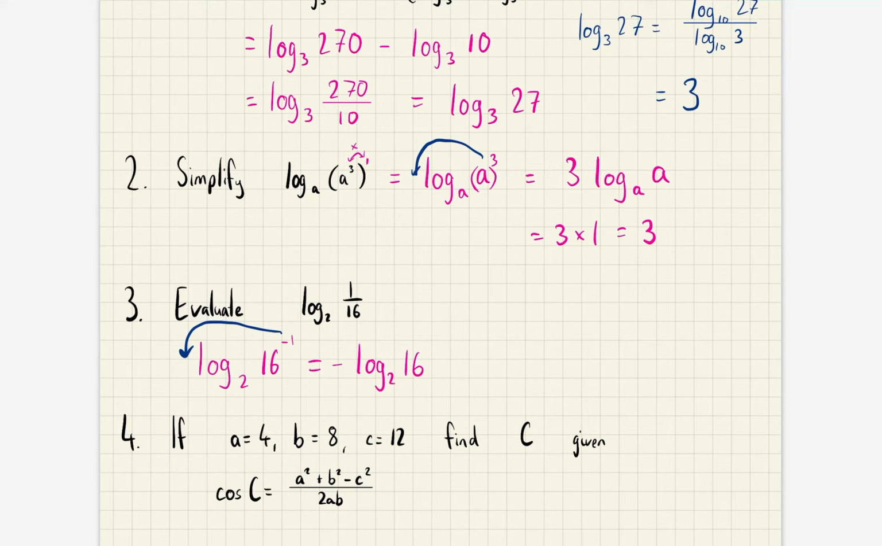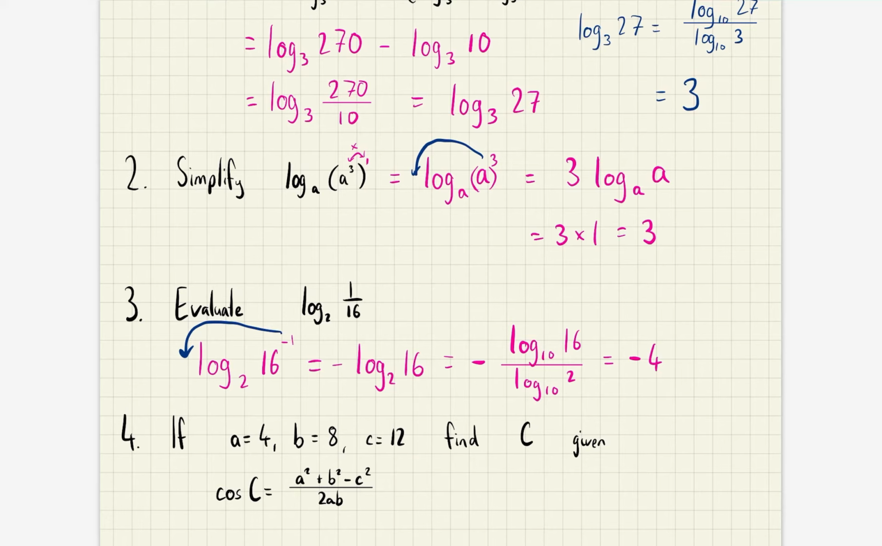And then because we're asked to evaluate, we can do the change of base. So the change of base would be negative log base 10, 16 over log base 10, 2. And we can type that into the calculator. Log 16 over log 2, making sure there's a negative there, and the answer is negative 4.